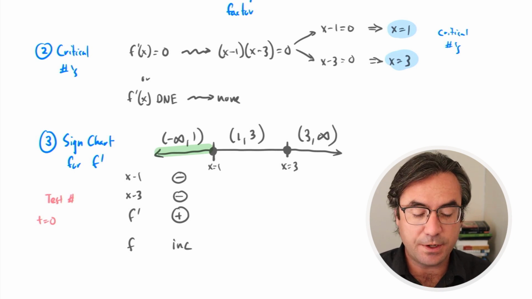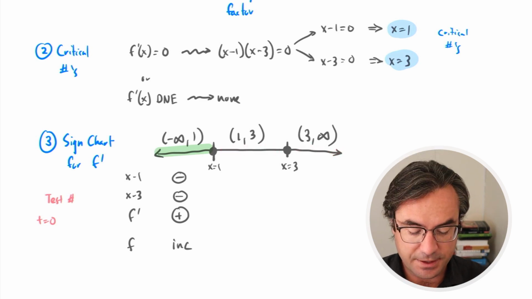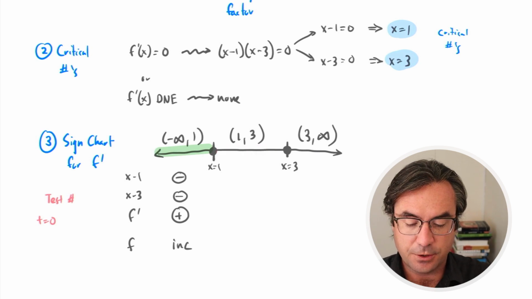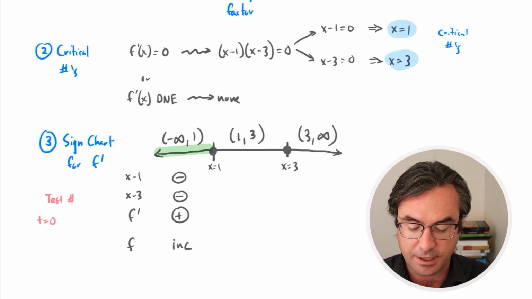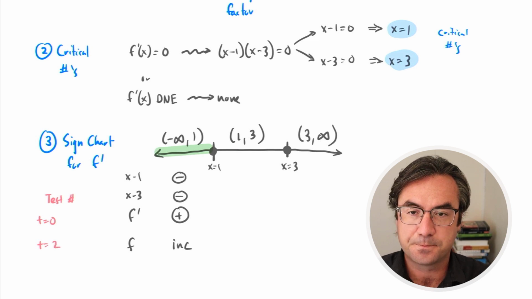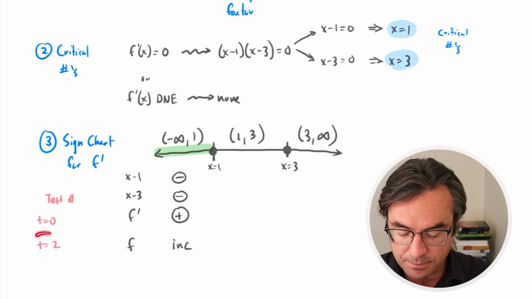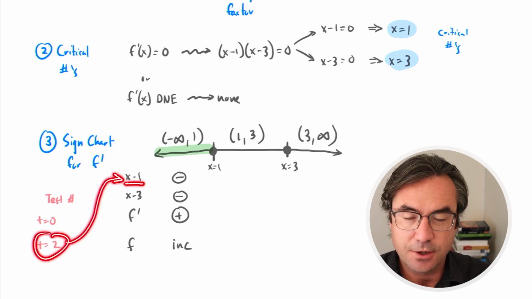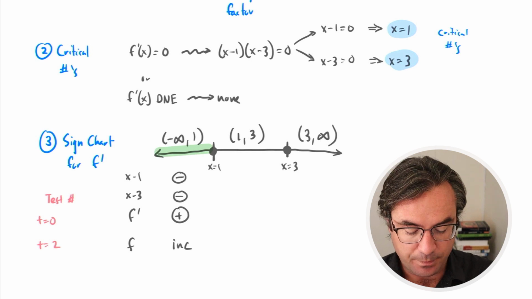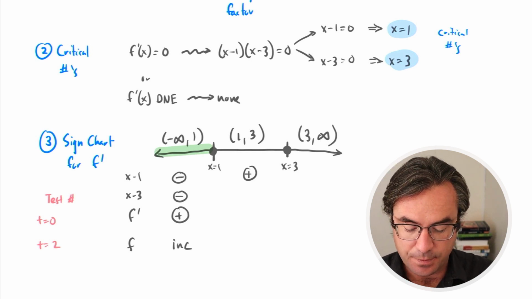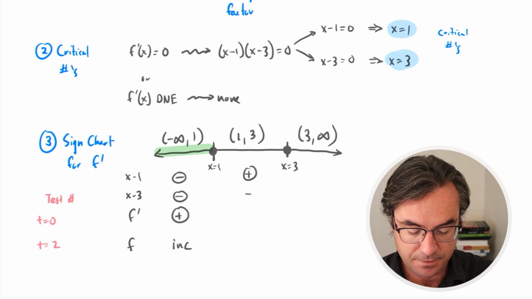All right, and the idea is then we go and do this for all the other intervals. So now let's look at the middle one here. For a test number, we want something in between 1 and 3, so 2 would work nicely. So our test number there will be t equals 2. And again, we just plug it in. Plug it into this factor. We get 2 minus 1, which is 1. So positive. We plug it into this factor. We get 2 minus 3, which is negative.